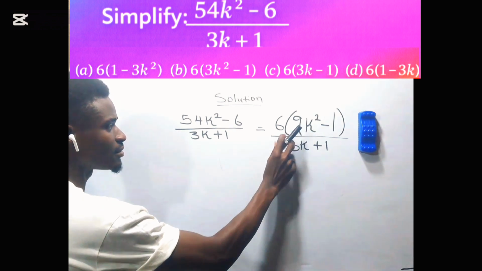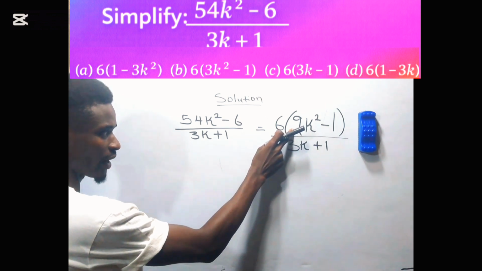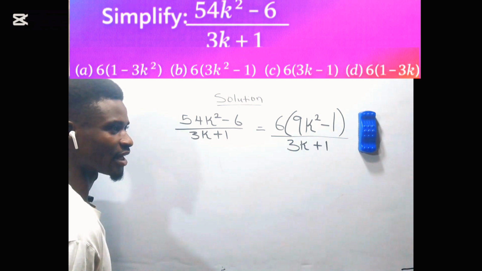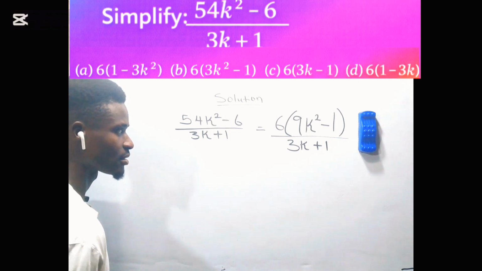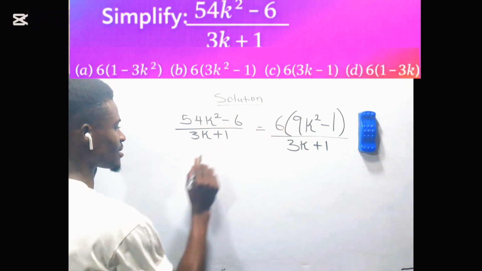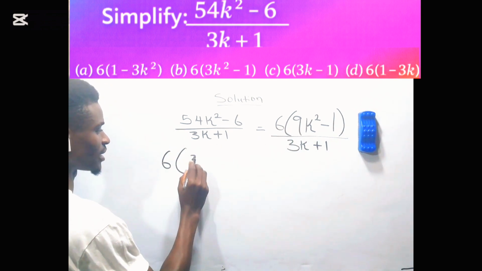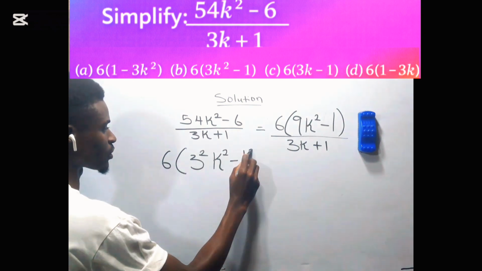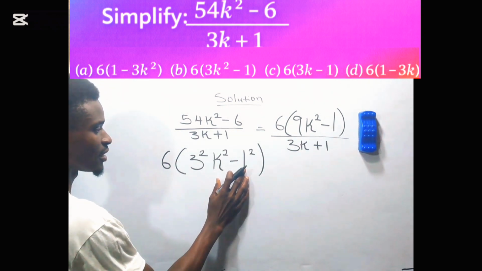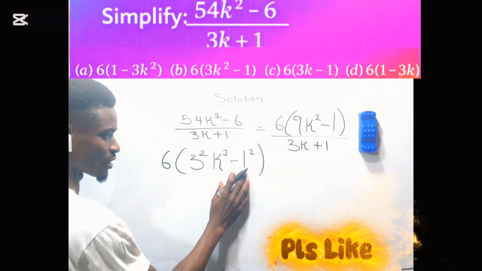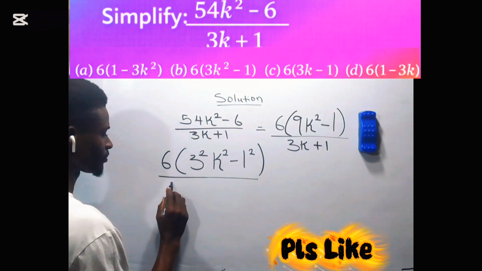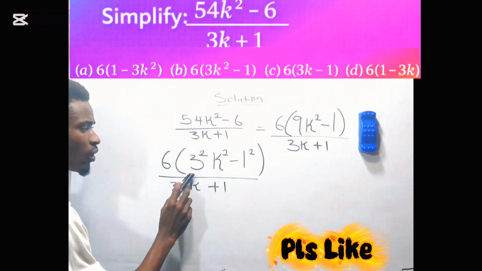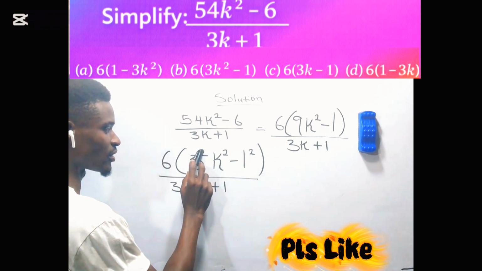Now, we can rewrite 9 as 3 square and 1 as 1 square so that we can use what we call difference of squares to factorize it. Now, writing 9 as 3 square, we'll have 6 open bracket, 3 square, k square, then minus 1 square, because 1 square is the same thing as 1, over 3k plus 1.